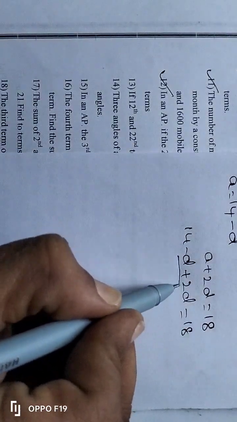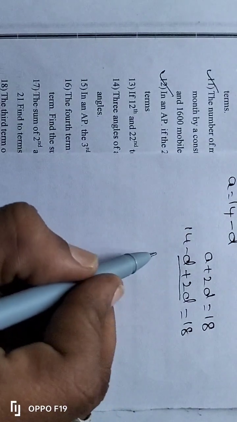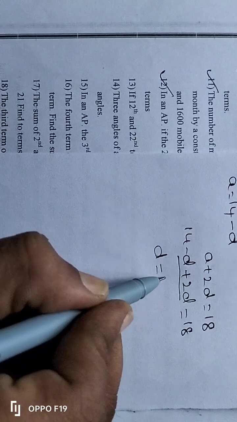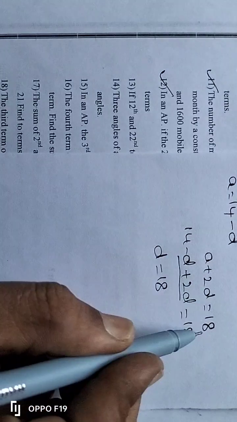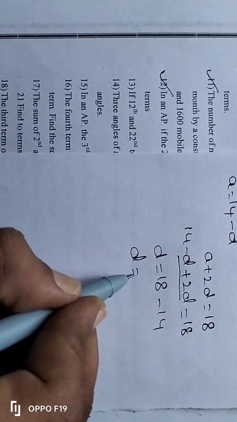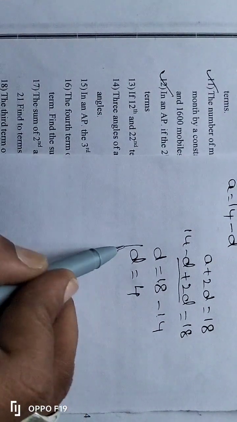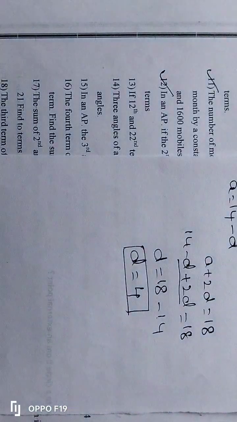What is minus 2D plus 1D? What is minus D plus 2D? It is D, which is equal to 18. If we shift plus 14, it will become minus 14. So D is equal to 18 minus 14, which is 4. The value of D is 4.